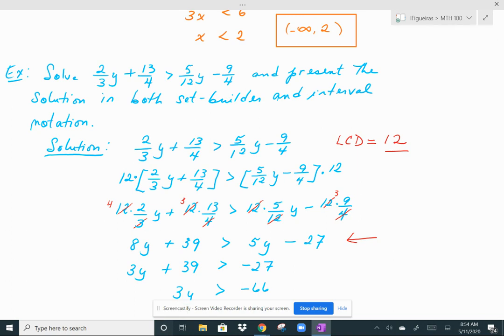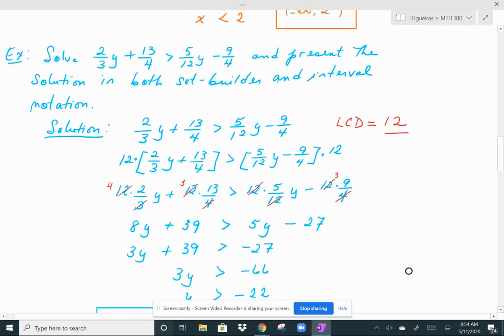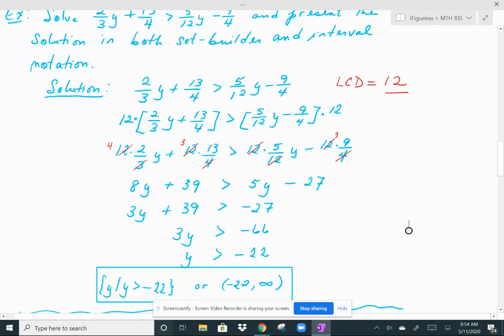Again, you want your variable on one side, your constant on the other. It is easier to manage these if you always end up with your variable on the left side of the inequality. But I'll explain later what you need to do if it ends up on the right. So I'm going to end up with my variable on the left side.